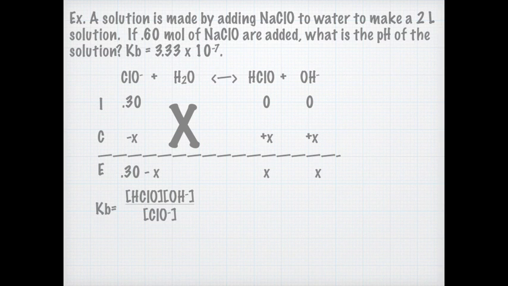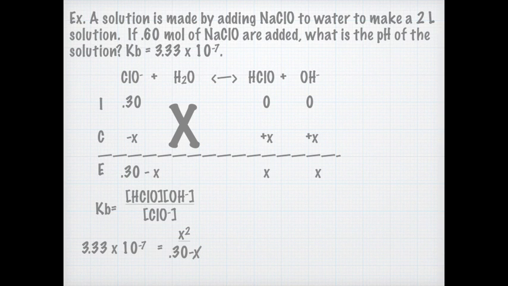Now I can put in everything I know. Well, I know my Kb, it's 3.33 times 10 to the negative 7th. I know that the numerator is going to be X times X because those are my products, so it's going to be X squared. And I'm going to divide that by 0.30 minus X. Well, using my rule of 100, 0.30 divided by 3.33 times 10 to the negative 7th is going to be larger than 100, so I can ignore that X.